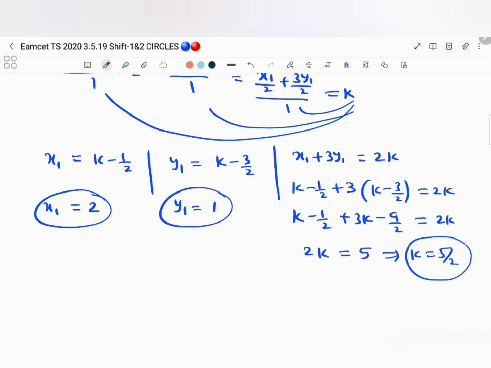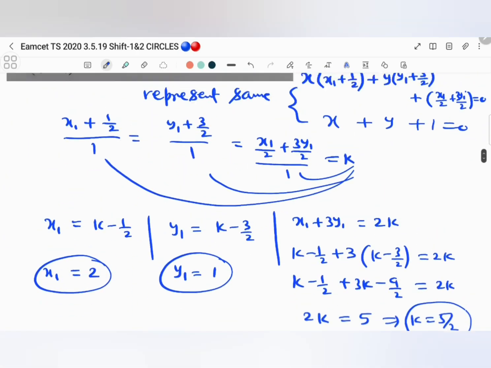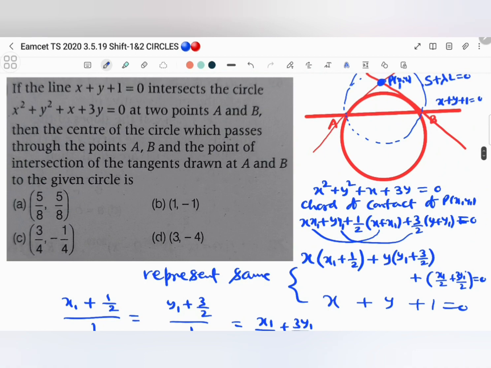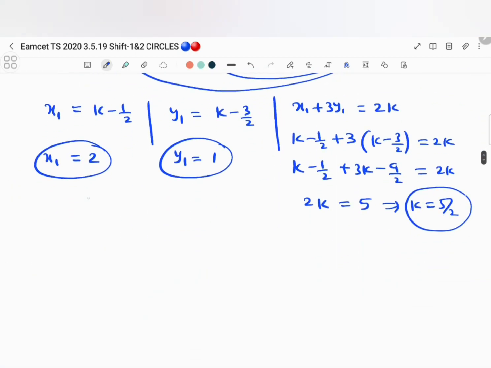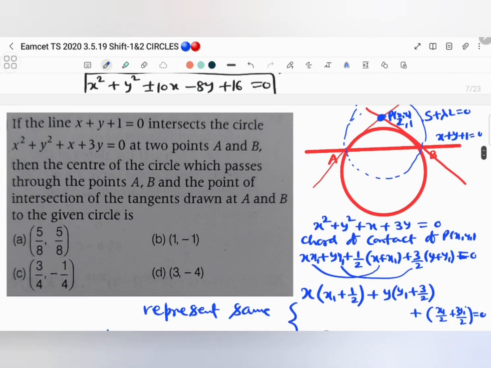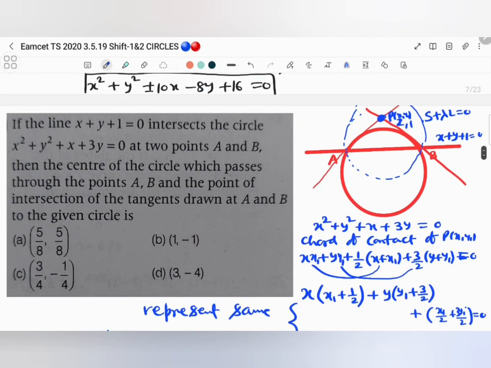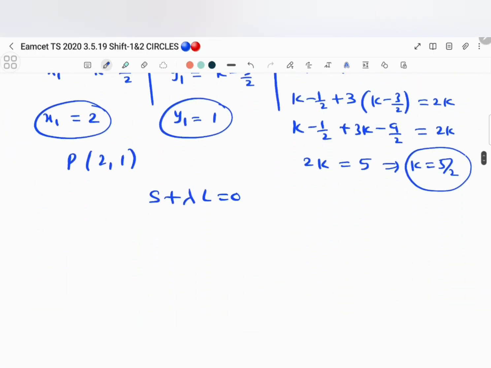So the point we got here is 2 comma 1. Next, after getting this point, take S plus lambda L equal to 0, dear students. This is S plus lambda L equal to 0, the circle we require.